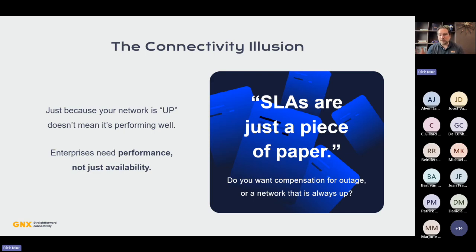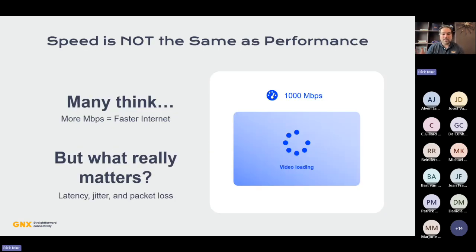So I can have as many SLAs as I want. If there's a few cable cuts, I'm still going to be without connectivity. So in the end, how do I design the best solution for my users? Of course, covered by SLAs, but it's not the most important part. And then, like I said, speed is not the same as performance.